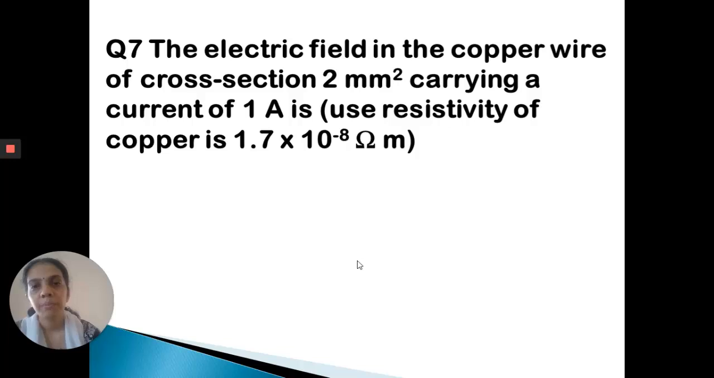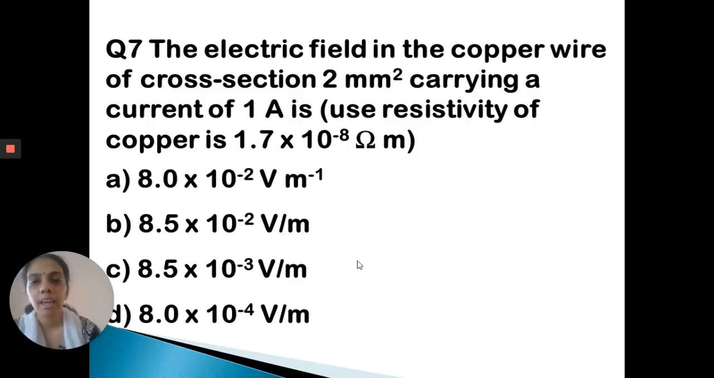Next question: the electric field in the copper wire of cross section 2 mm square carrying a current of 1 ampere. Use resistivity of copper as 1.7 into 10 to the power -8 ohm meter. The options are 8 into 10 to the power -2 volt per meter, 8.5 into 10 to the power -2 volt per meter, 8.5 into 10 to the power -3 volt per meter, 8 into 10 to the power -4 volt per meter.